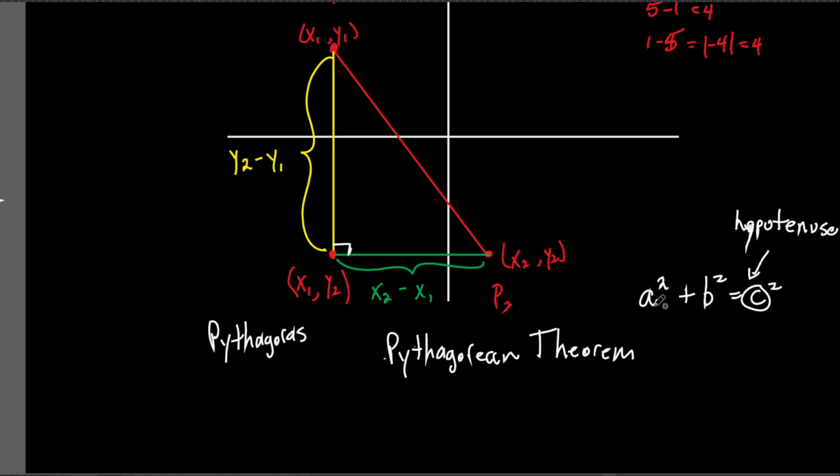Now, let's forget A, B, and C, but let's look at the distance. What is the length of A? We'll call the yellow one A, and we'll call the green one B. What is the length of A? Look, it's written down, right in front of you. That's right, it's y2 minus y1. So that is the length of A.